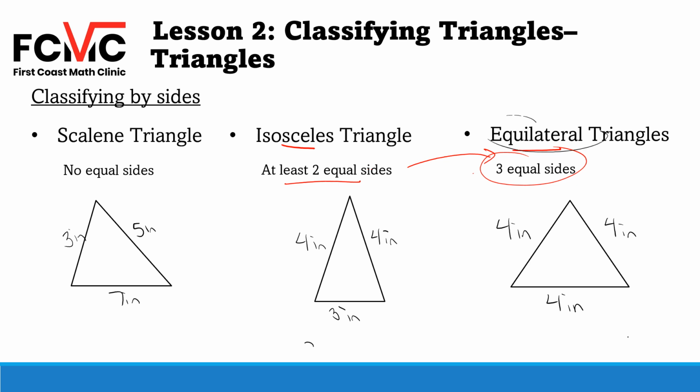So in our relationship between equilateral and isosceles, all equilateral triangles are also isosceles, because if they have 3 equal sides, they have to also have 2 equal sides. Okay? All right, let's classify our triangles by angles as well.